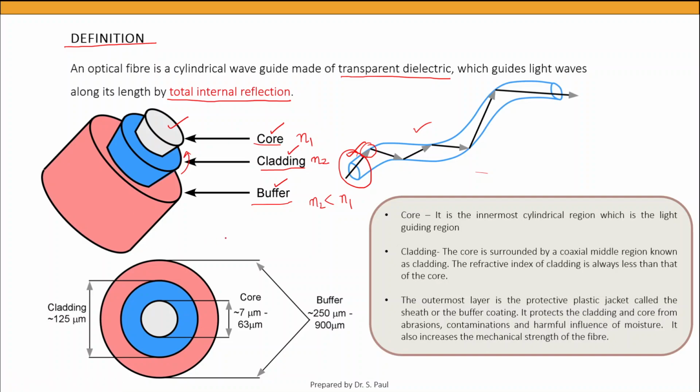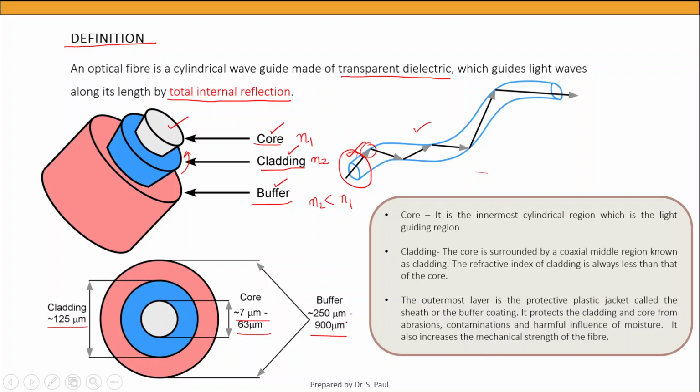Now here I have shown how small the core, cladding, and buffer region are. You can see here the diameter of the core is from 7 micrometer to 63 micrometer. So it's the smallest part. And then we have the cladding, with a diameter of around 125 micrometer. And the buffer or the protective sheet ranges from 250 micrometer to 900 micrometer. So this is the structure of the optical fiber. It consists of a core, a cladding, and a buffer region.